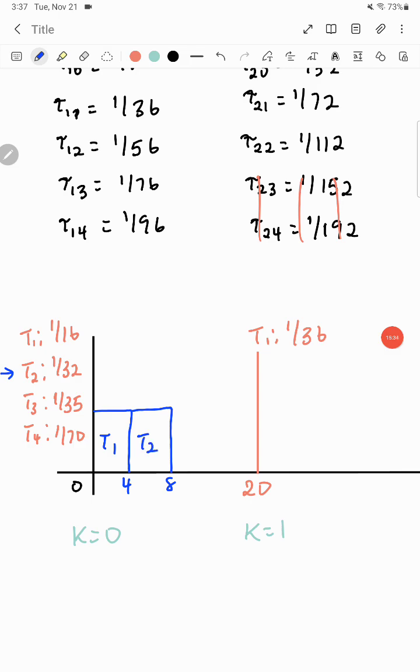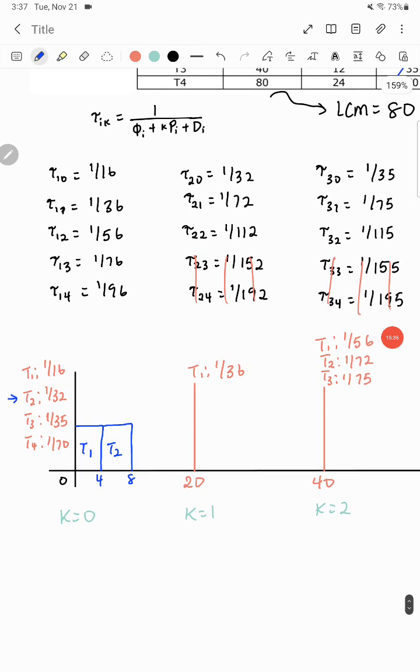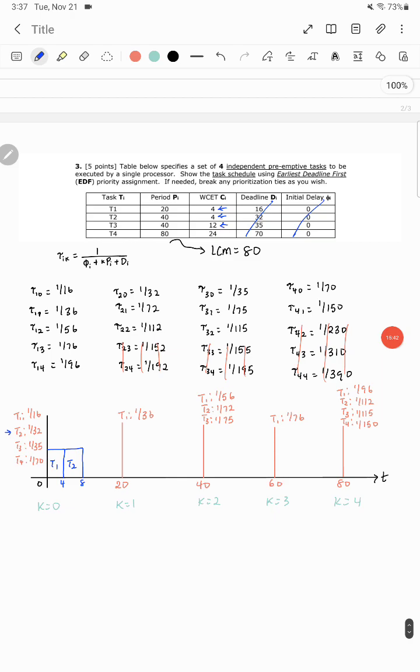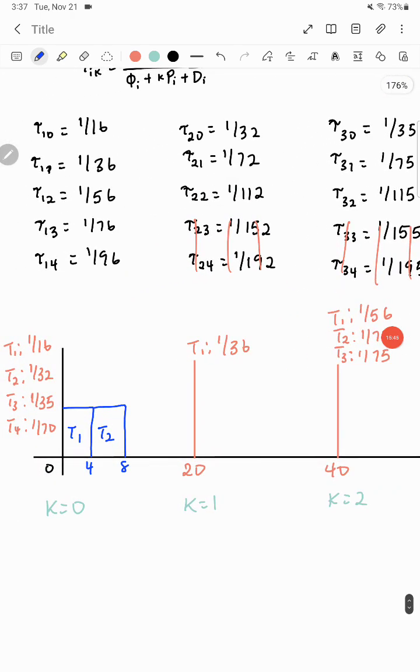T2. Okay, so the next priority here is T3, but we are noticing something about T3. T3 has 12 periods. That's perfect. 12 plus 8 equal to 20. So this entire clock cycle has finished with T3. This entire period has finished with T3.